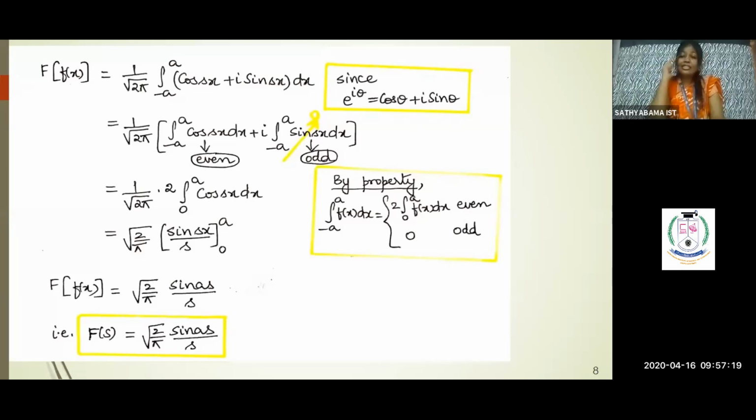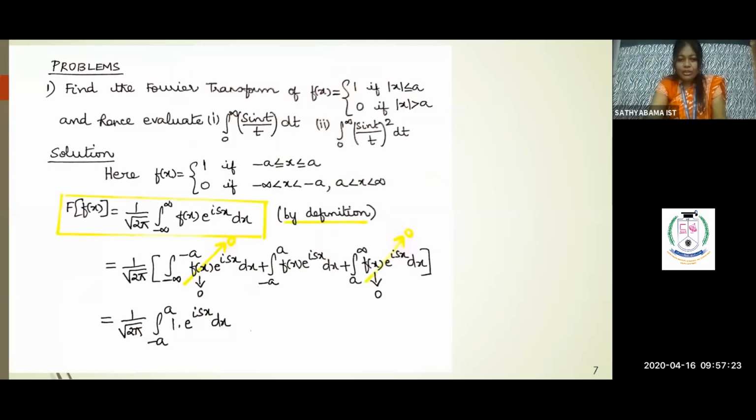Now please listen to me carefully. There are two deductions. Let's go to the question. One is integral of sin t by t. The other is integral of sin t by t the whole square. Now I told you for deductions, there are two possibilities: either you use the inversion formula or Parseval's. How will you know where you have to use what?